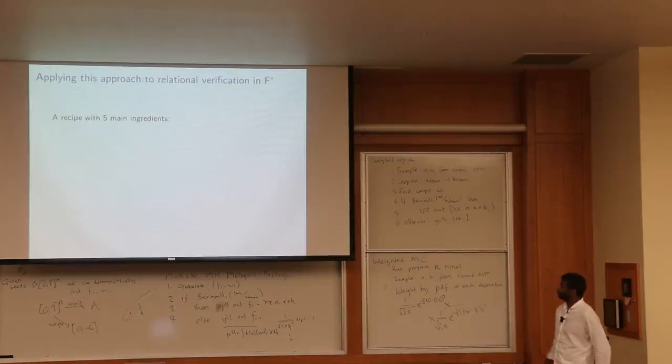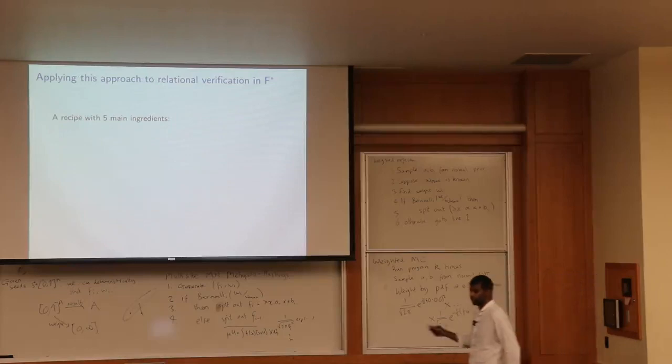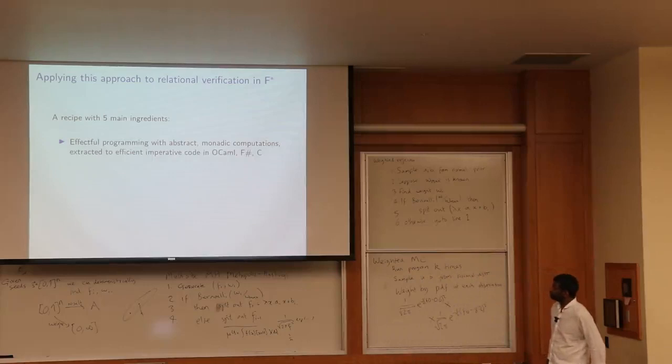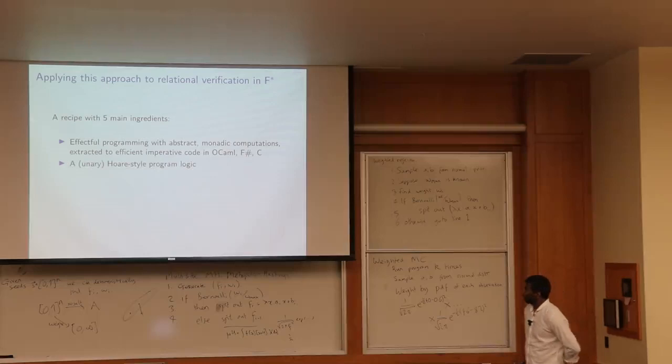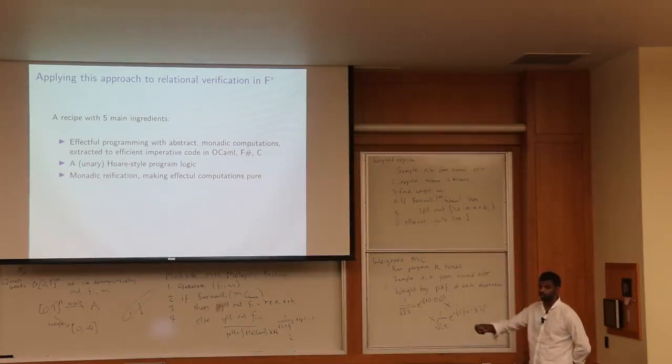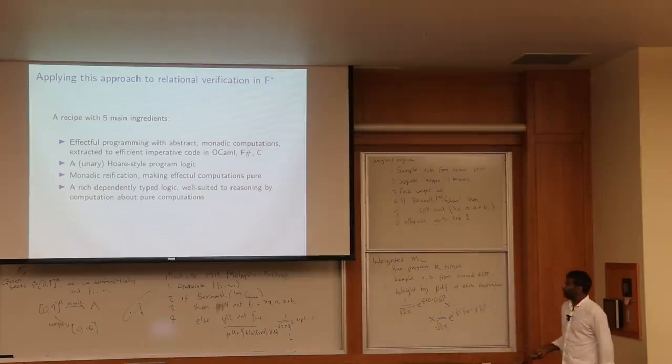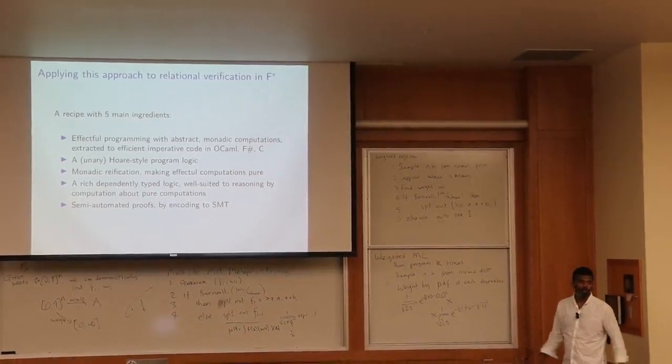Okay. So the way we're going to do this in F-star is with kind of a recipe in some sense. I've already mentioned this part to you. We have a way of extending F-star with effects. We have a unary Hoare-style program logic. You've already seen that. And now I'm going to show you what monadic reification is. I'm going to take an effectful program and turn it pure. And then we have the ambient logic, the full dependent types, to reason about pure programs. And those proofs can be automated using SMT or partial automation.